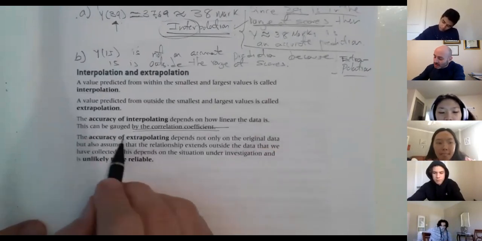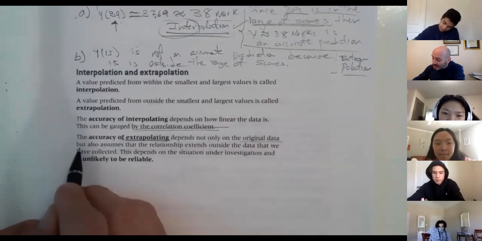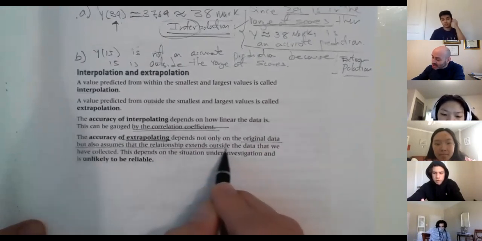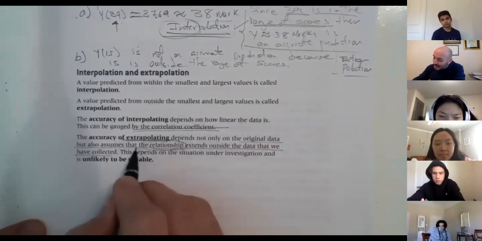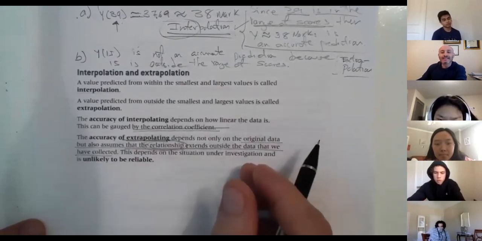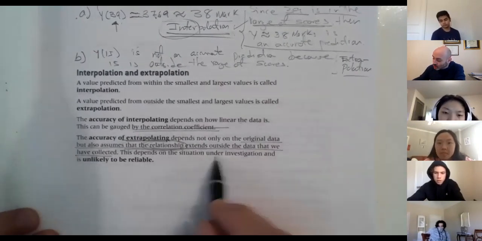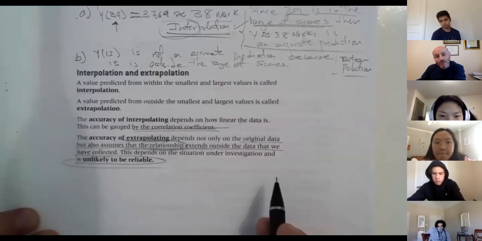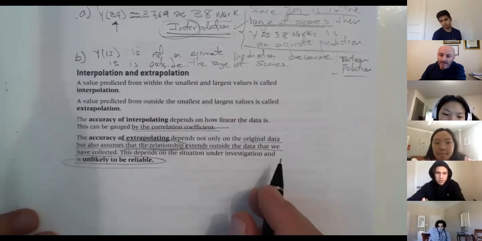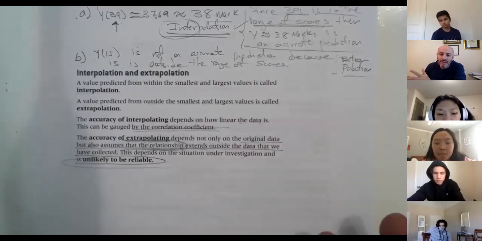The accuracy of extrapolation, that means outside, depends on not only the original data, but also assumes that the relationship extends outside the data we have collected, meaning that the relationship is the same outside those values. This depends on the situation under investigation and is unlikely to be reliable. So extrapolation most of the time is not a good thing, right? Because we don't know how the data behaves outside the data set that we have.